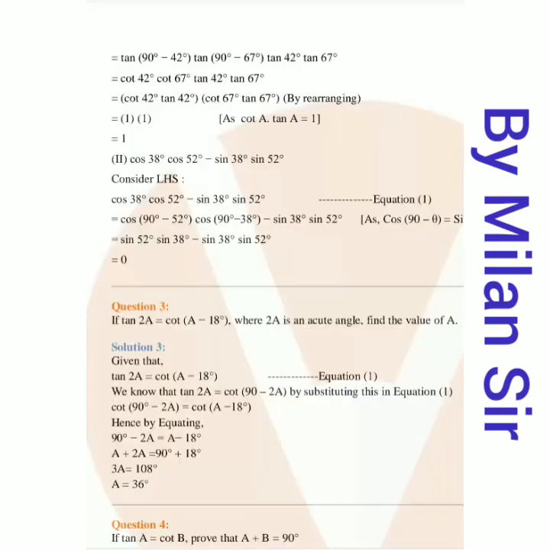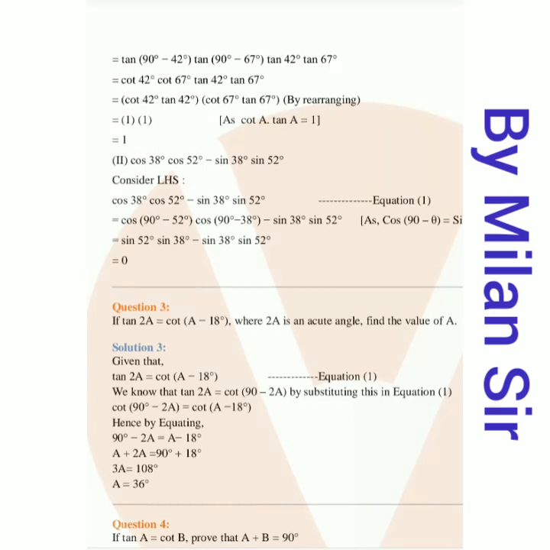Okay. Then second question, prove that cos 38 into cos 52 minus sin 38 into sin 52 is equals to 0. Okay. Here angle 38 plus 52 is equals to 90. Here again 38 plus 52 is equals to 90. So we can use complementary functions here.